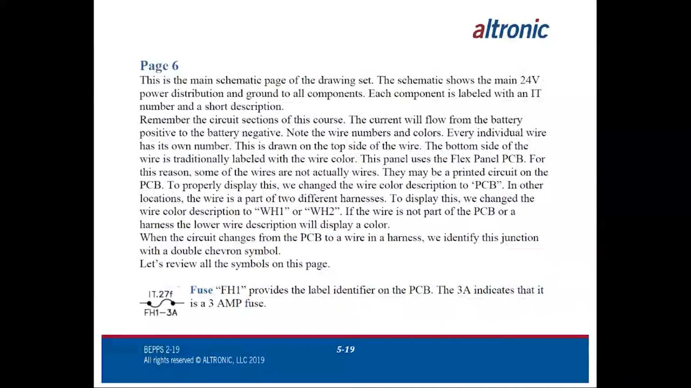So we'll jump straight to the bottom of this page, and we'll just cover a few symbols commonly found on an electronic panel. So the first one, fuse, FH1. It provides the label identifier on the PCB. So again, remember, I said that this panel that we're looking at has what we call a flex panel PCB. And you'll probably, hopefully, be seeing more of that as time goes on. More of those systems are in development.